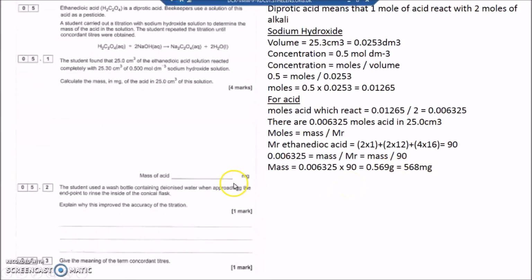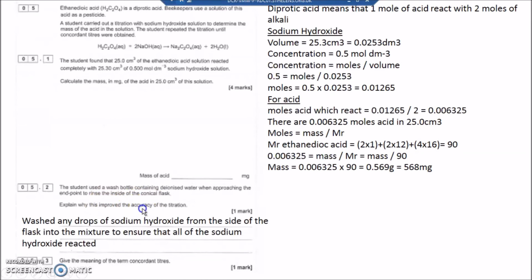569 milligrams. The student used a wash bottle containing deionized water when approaching the end point to rinse the inside of the conical flask. Explain why this improved the accuracy of the titration. Well, it washed any of the sodium hydroxide from the side of the flask into the mixture to make sure that all the sodium hydroxide had reacted.